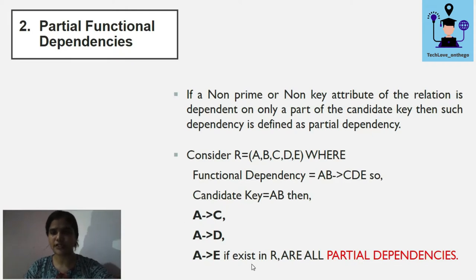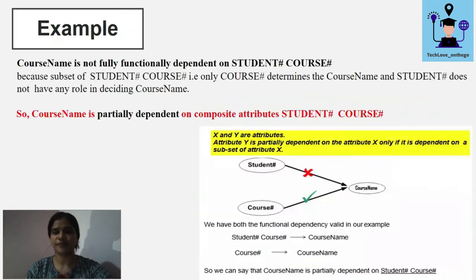So we have these dependencies, like AB is able to identify the CDE attributes. Here, if I say only A is also able to identify C, and only A is also able to identify D, and only A is also able to identify E, if one of these functional dependencies holds, then these types of functional dependencies are known as partial functional dependencies.